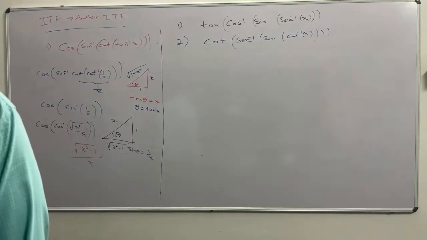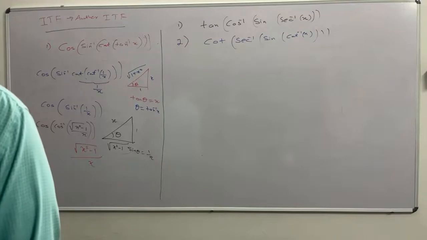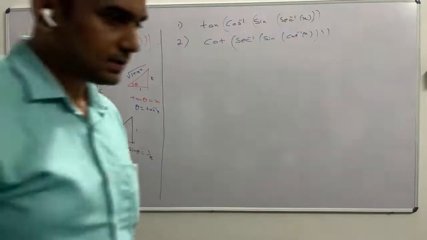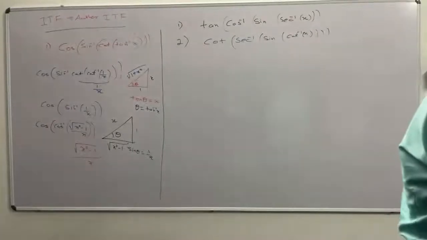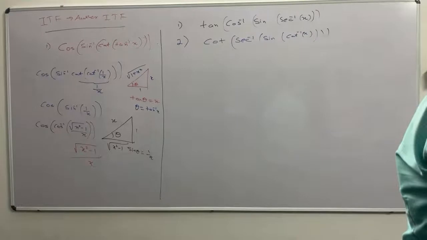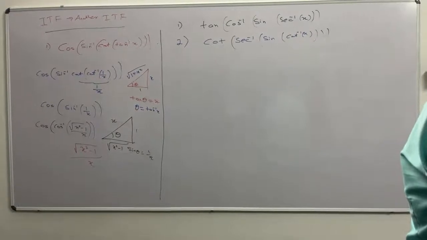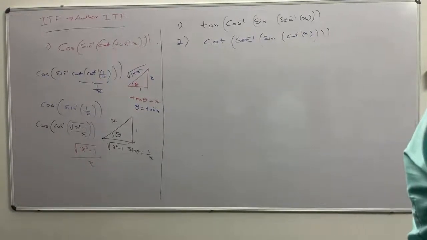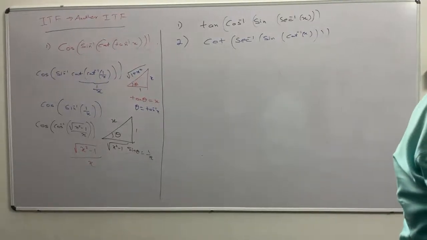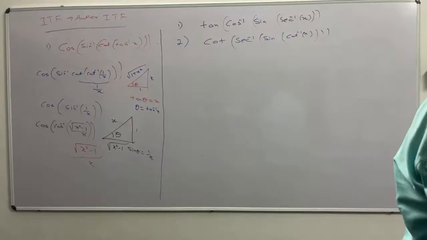Alright guys, I'll give you a few more seconds, then we'll see what to do over here. The first one I'm getting 1 by root of x square plus 1. Alright, I think that's kind of correct. We'll have a quick look.